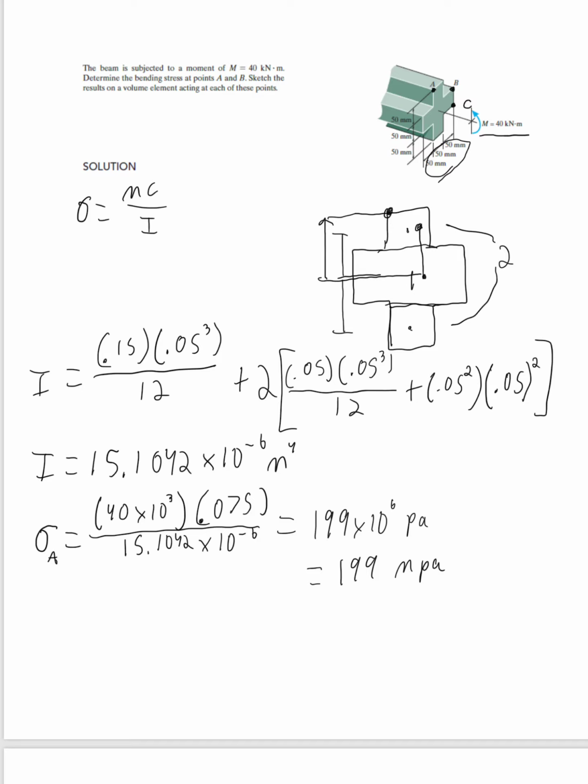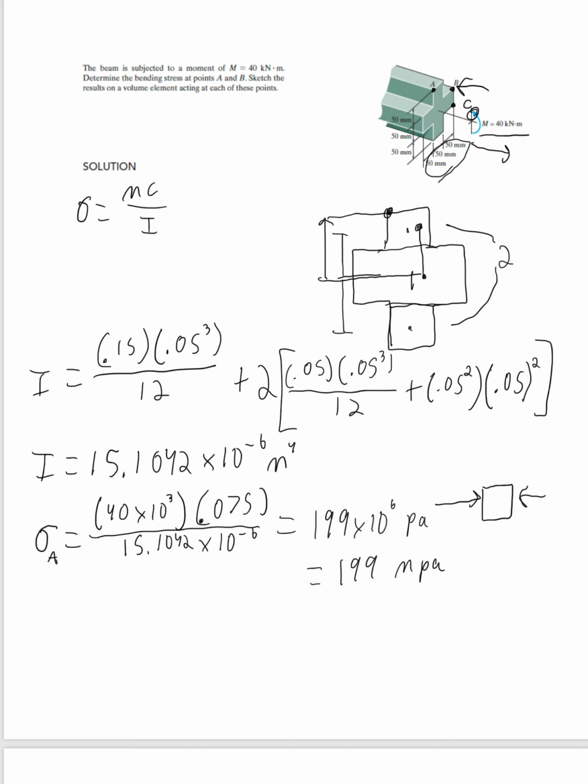It also wants us to sketch a volume element acting at each point. So all we're really doing is showing whether it's in compression or tension. So the moment is pushing up on top, and it's going to be pulling down on bottom, because that's where the arrow is. So we'll get that this piece, because it's above the centroid, is compressed. So we're going to have arrows going in.